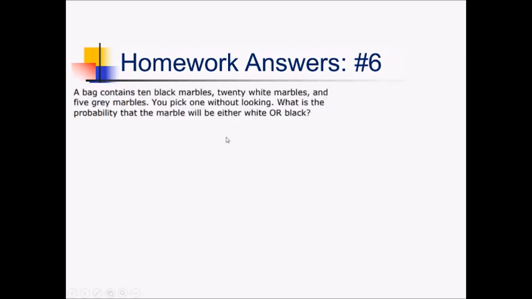For this one, we have a bag with 10 black marbles, 20 white marbles, and 5 grays. We pick one without looking, and we want to know the probability that our marble is either white or black. So what are the total possibilities here? We've got 10 blacks, 20 whites, and 5 grays. So 10 plus 20 plus 5, that's going to give us our sample space here, our total possibilities. Now, how many of these are desirable results? We want either white or black marbles.